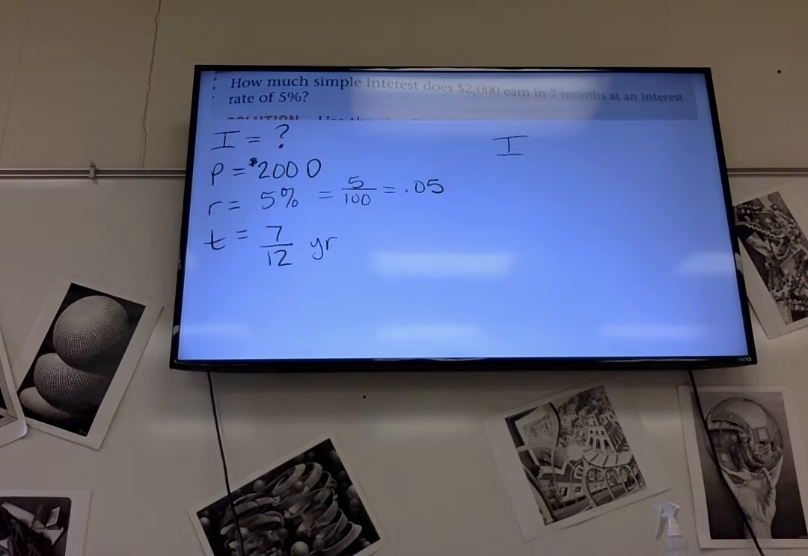Okay, so the formula is I equals PRT. I is what we're looking for this time. P is 2,000. Rate is 0.05. And the time is 7 divided by 12. And you can write it just like that, 7 divided by 12. Again, it's money, so 2 decimal places is what your final answer should round to.